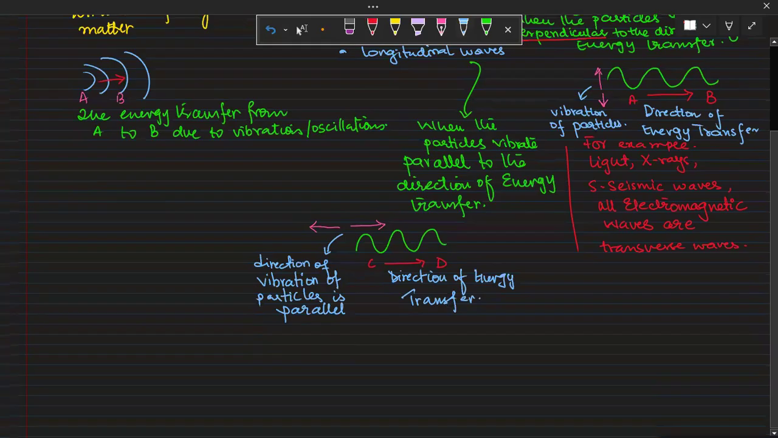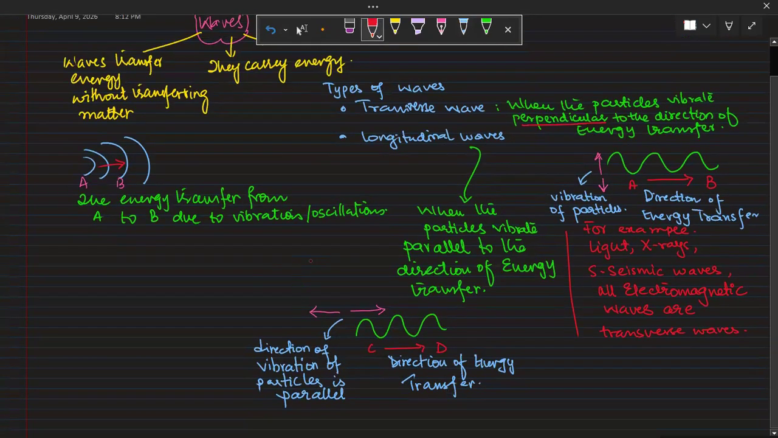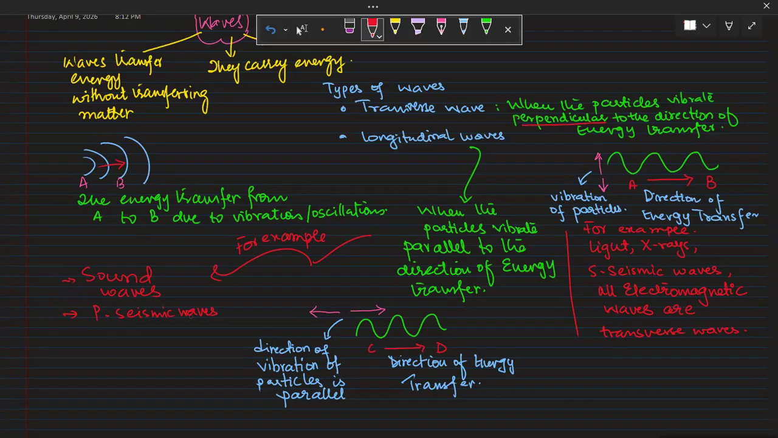Now, when we talk about examples of longitudinal waves, the examples are sound waves, right? The sound waves, the P seismic waves. Would anyone like to tell me what the P seismic waves and S seismic waves are? Anyone knows?